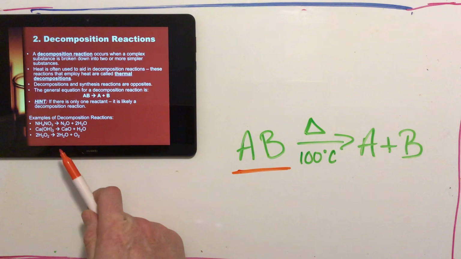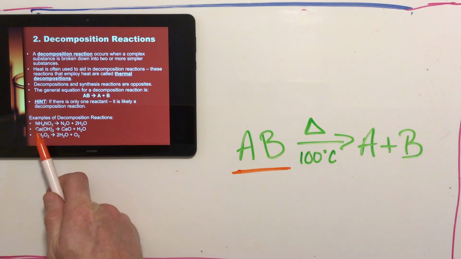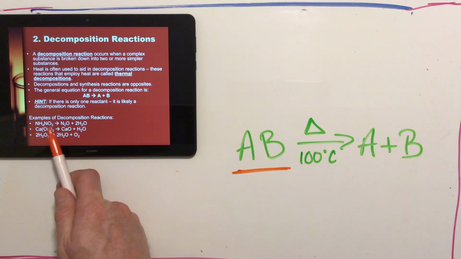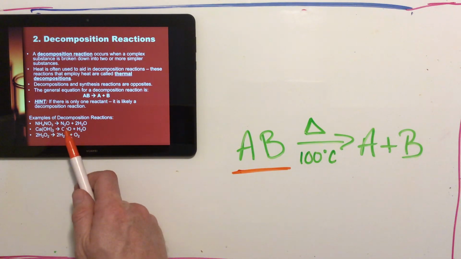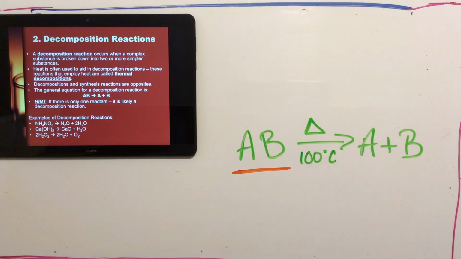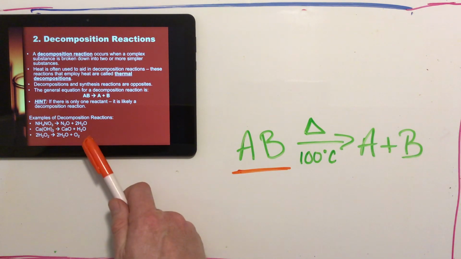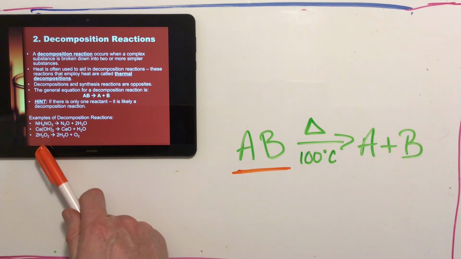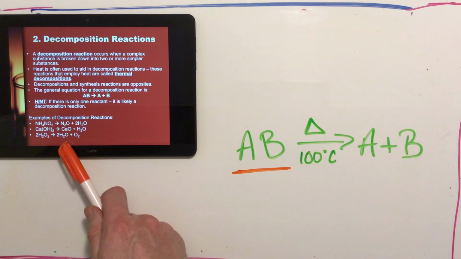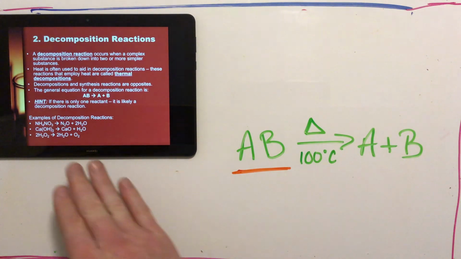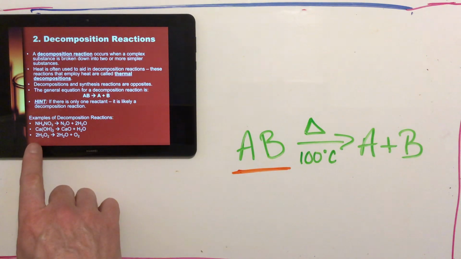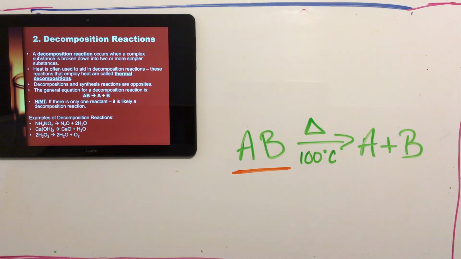So look at all of our examples over here. Only one substance, ammonium nitrate. That's it. There's no plus anything else. It's just one compound. And it got broken down into dinitrogen monoxide and water. Calcium hydroxide, a base, got broken down into calcium oxide and water. And then hydrogen peroxide got broken down into water and oxygen gas. So in all of these cases, a larger compound got broken down into a couple of components. At least 2, sometimes 3, 4, 5, depending on the size of the initial substance, the reactant that you start with.